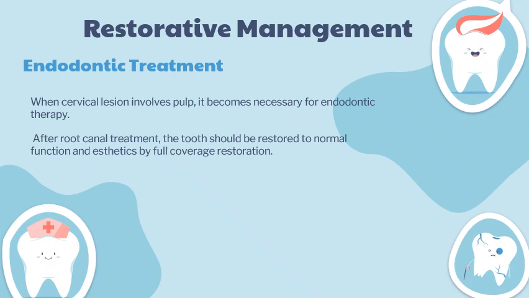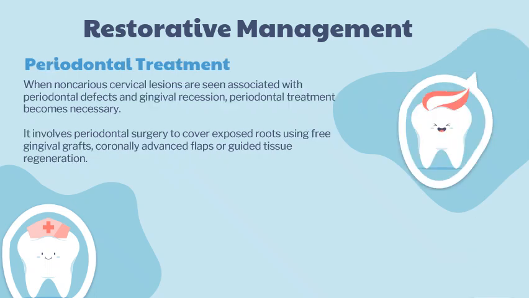And in severe cases where the pulp is involved, root canal therapy followed by full coverage restoration may be necessary. And when associated with gingival recession, periodontal surgery such as a graft or a coronally advanced flap may be indicated.